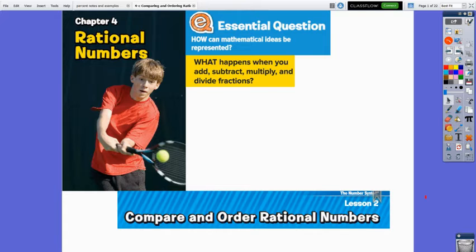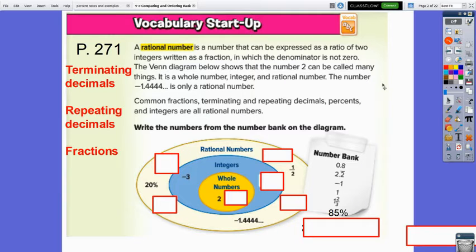Today we are going to talk about comparing and ordering rational numbers, deciding which ones are bigger and smaller. First we're going to look at what rational numbers means. I mentioned this briefly the other day. A rational number is a number that can be expressed as a ratio of two integers written as a fraction. Basically, if you can write the number as a fraction of integers, then it is a rational number.